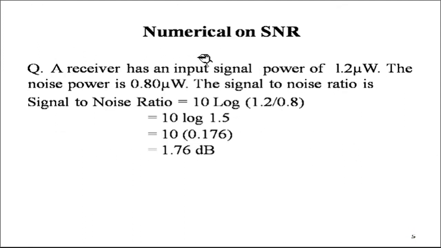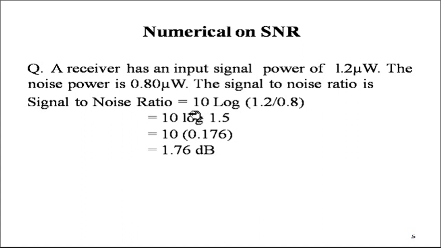So here you can just see one numerical which is solved: how to find out the signal to noise ratio. You can just go through the statement. A receiver has an input signal power of 1.2 microwatts. The noise power is 0.8 microwatts. The signal to noise ratio we have to find out.